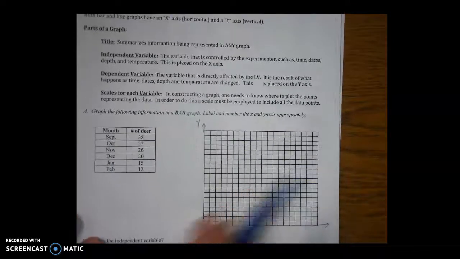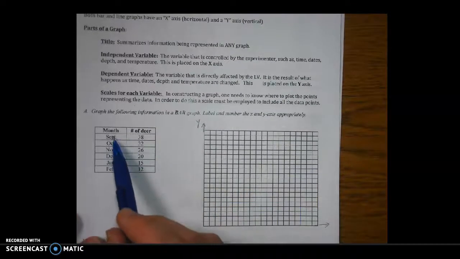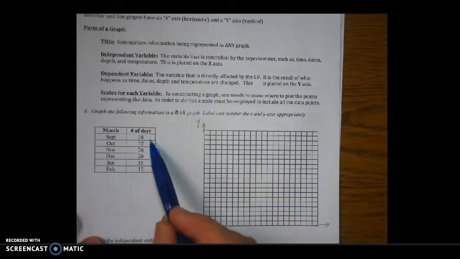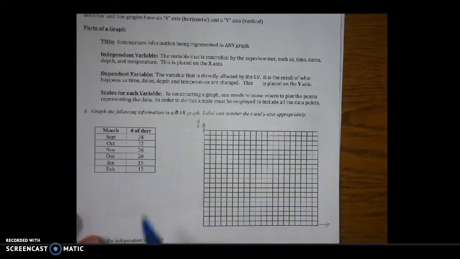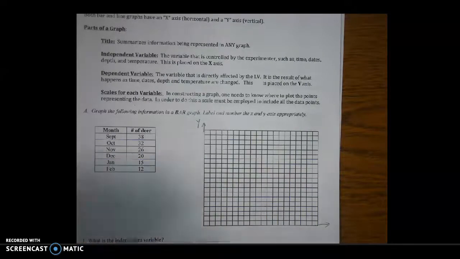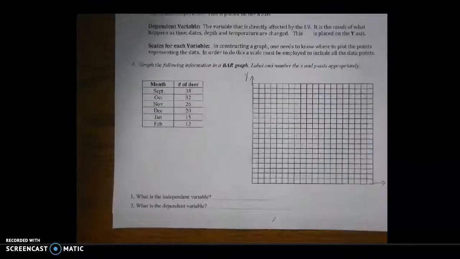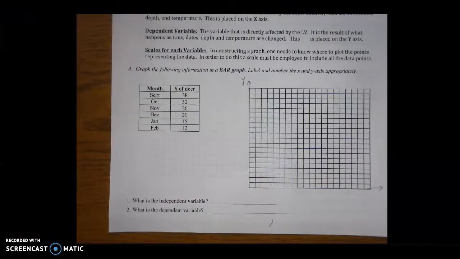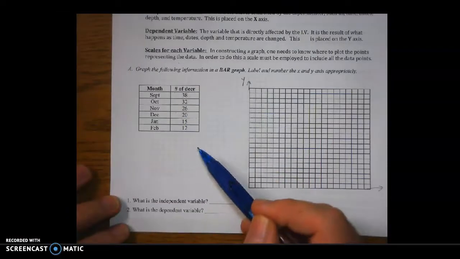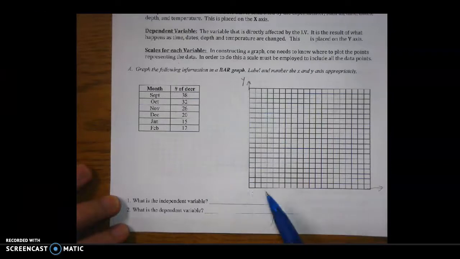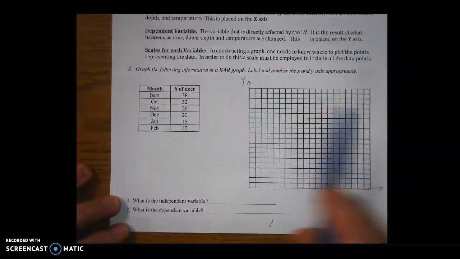So here's our first data set. Over a period of 6 months, we counted the deer that were in a particular location. And there we go. These are the numbers that we counted. So we need to put our 6 data points onto this graph.